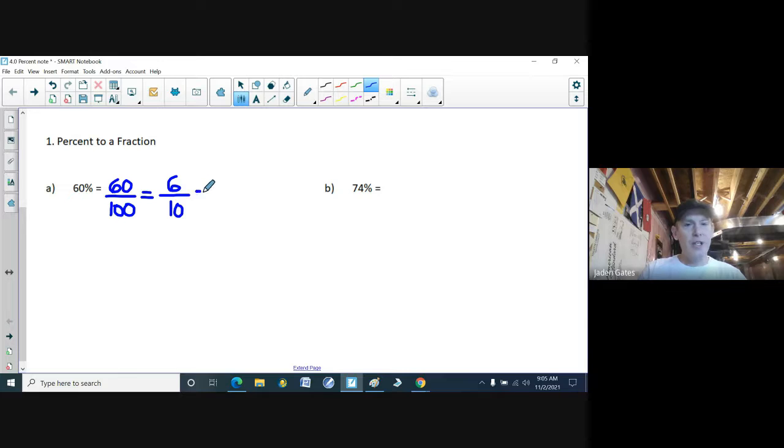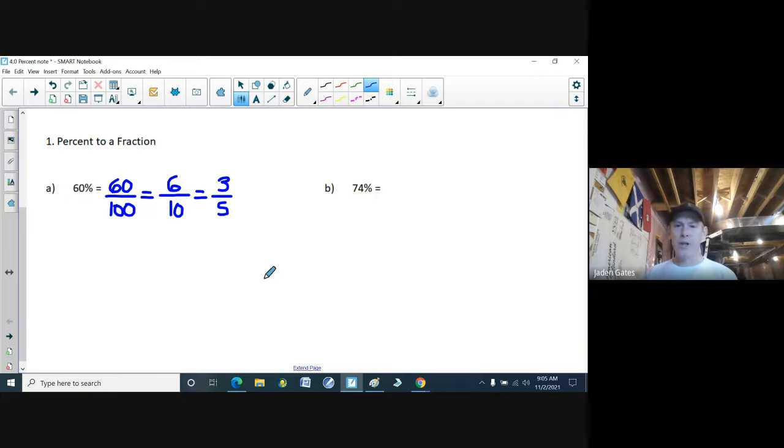But this is not lowest terms because both numbers are even, so I can divide both numbers by 2. 6 divided by 2 is 3, and 10 divided by 2 is 5. And so 60% as a fraction would be 3/5.